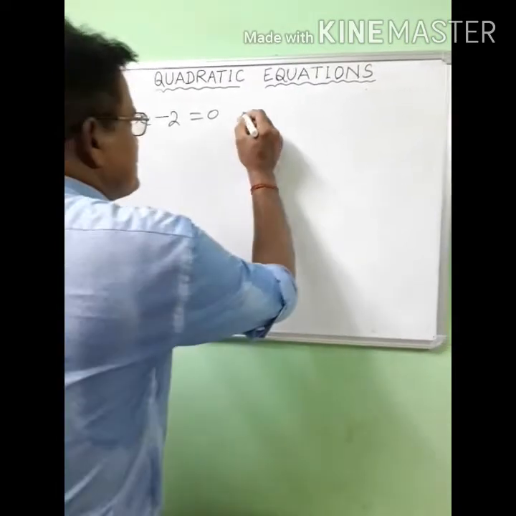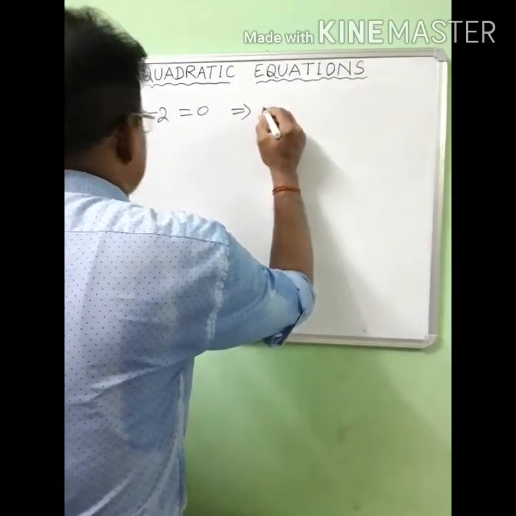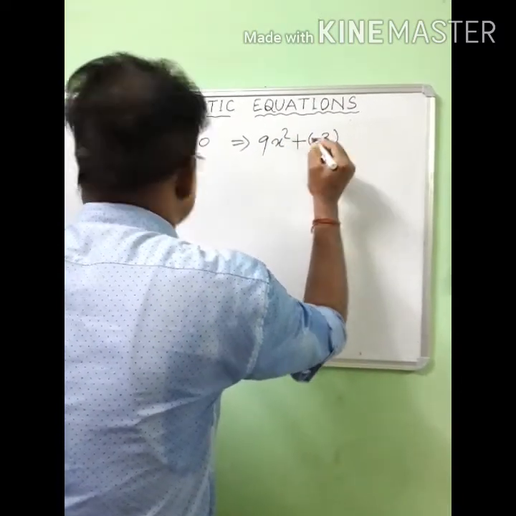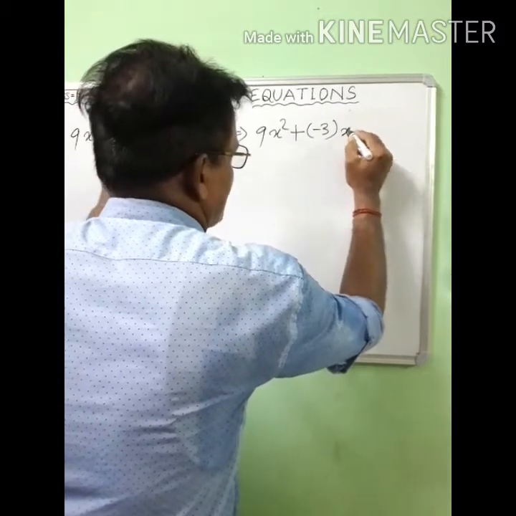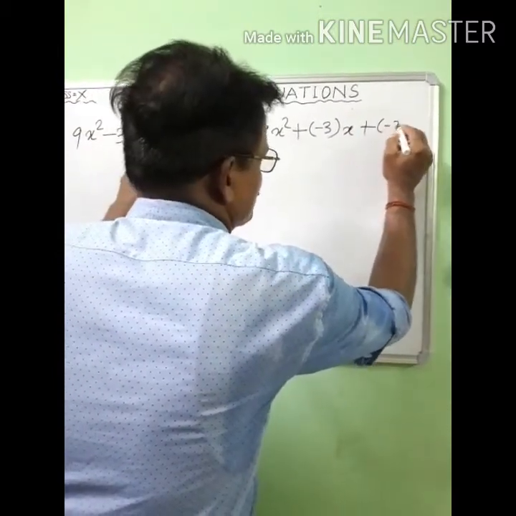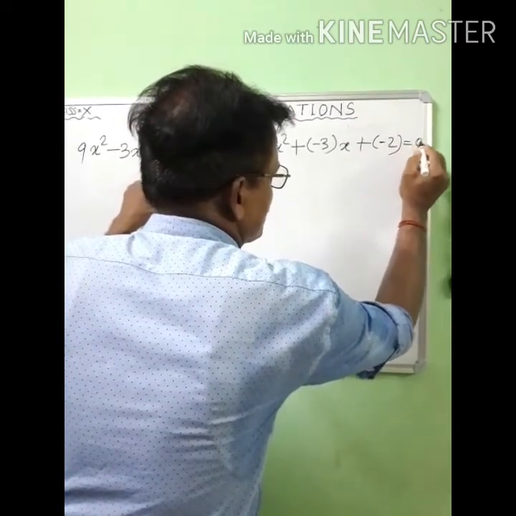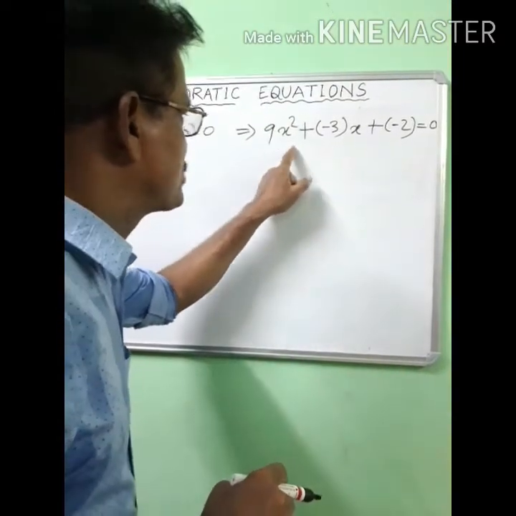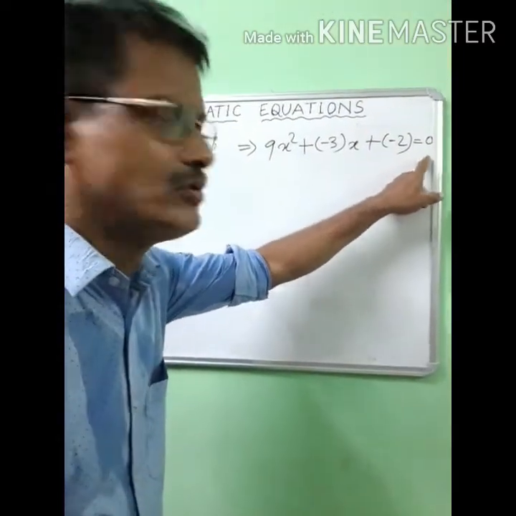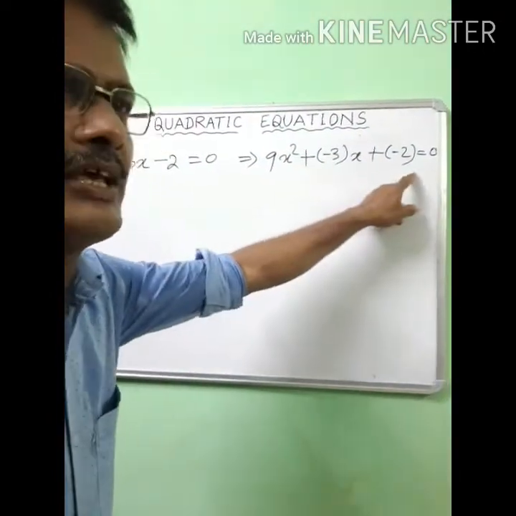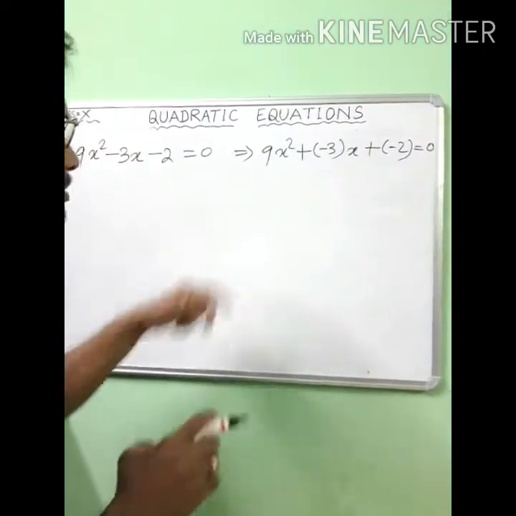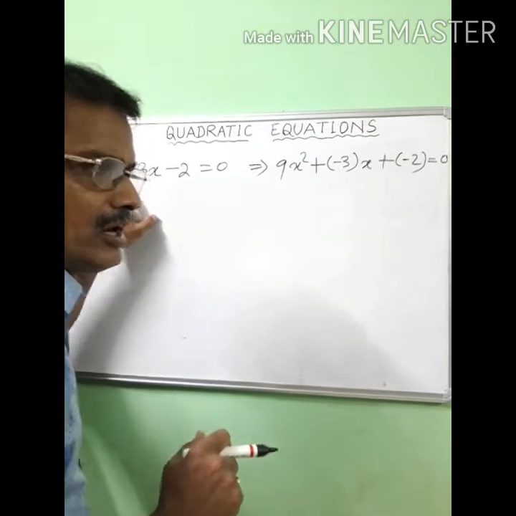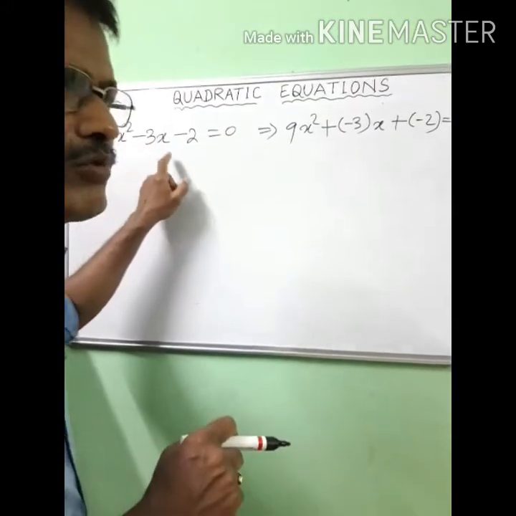You can write it in the formula. ax square means 9x square plus minus 3 into x, plus minus 2 is equal to 0. This is in the form of ax square plus bx plus c is equal to 0. So this is a quadratic equation. Now let us find its two roots, or find the solution of this quadratic equation.